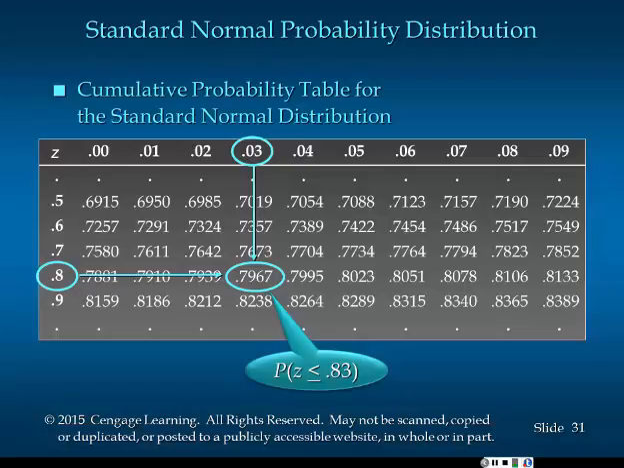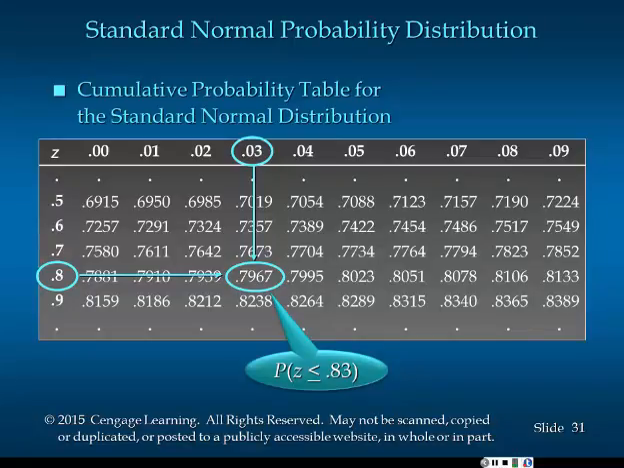So in our case, it was 0.83. You'd have to come down to 0.8 for the tenths place, come across to 0.3 for the hundredths place, and then we see a number in here. Now, this number in here tells us the probability of being equal to 0.83 or less than that, including all the way down to minus infinity.